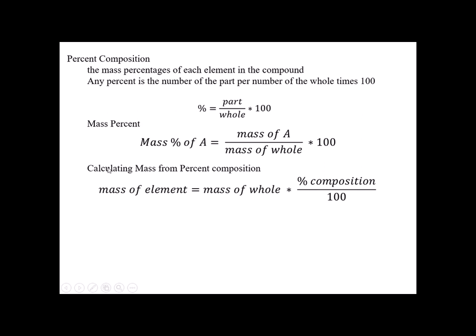You can also calculate the mass from the percent composition, which is the mass of A. This is equal to the mass of the whole times the percent composition divided by 100. So it's basically just this equation rearranged. And this equation that I'm circling is, in fact, given to you on the formula sheet. It's the first formula from this chapter given to you on the formula sheet. So now let's do some examples.